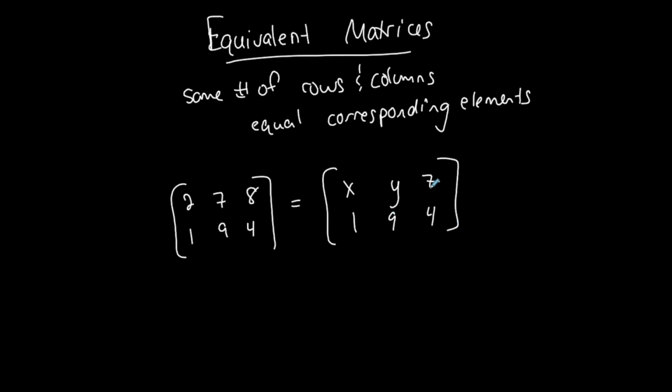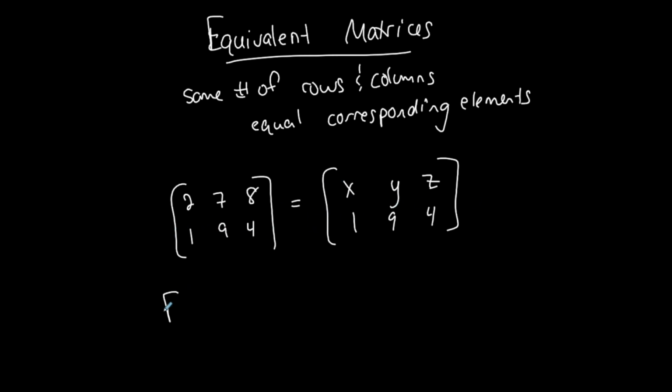9, 4, for whatever. So here's a matrix that has 2 rows and 3 columns. Here's a matrix that has 2 rows and 3 columns, and I claim that these 2 matrices are equivalent. Obviously, they have to have the same elements in the same location. So you can see the bottom row, they have that.